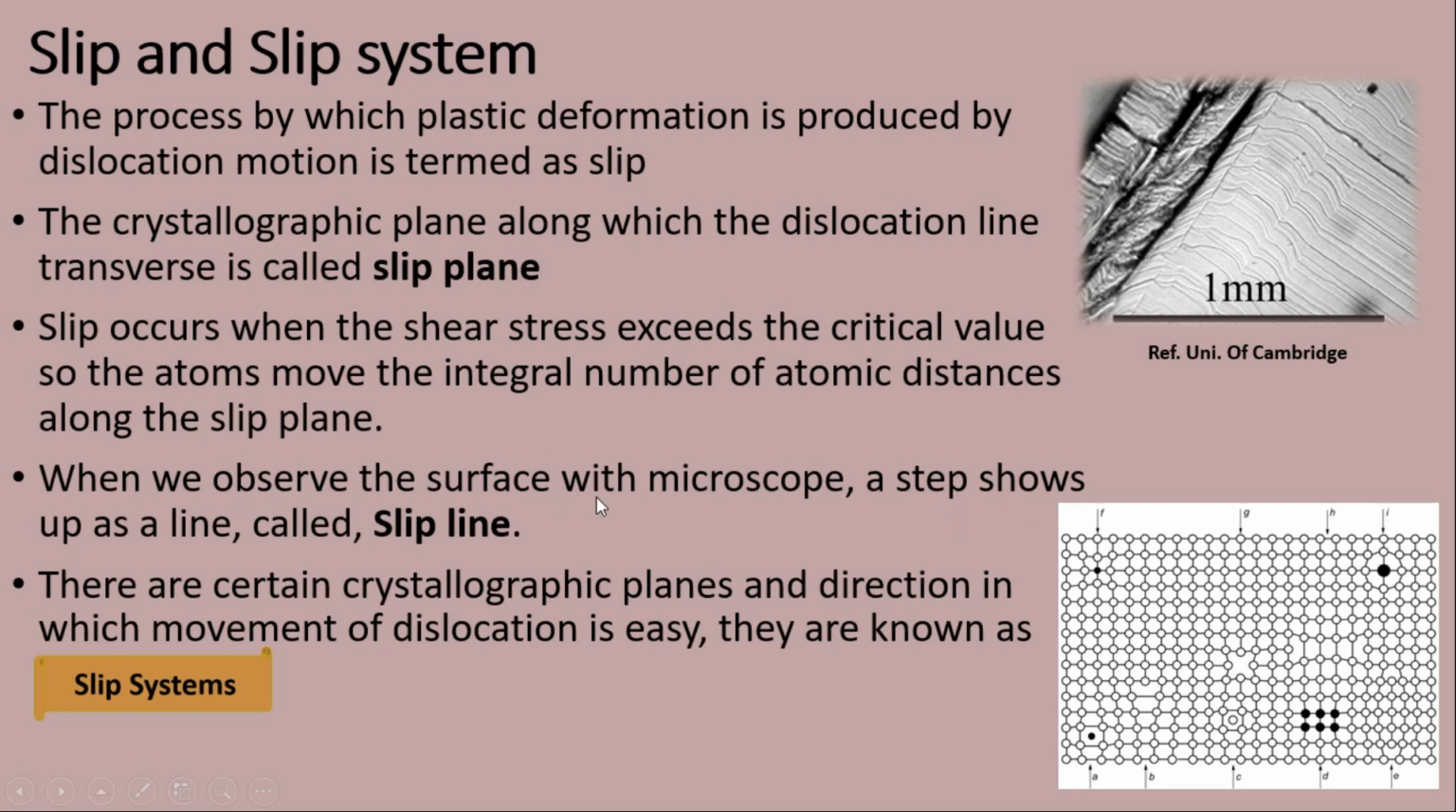When we observe with a microscope a surface which has undergone dislocation motion, which has some slip in it, a step shows up as a line called a slip line. So when such surfaces are observed under the microscope, you will observe a step kind of profile, and it is seen as a line called a slip line, along which a slip occurred.